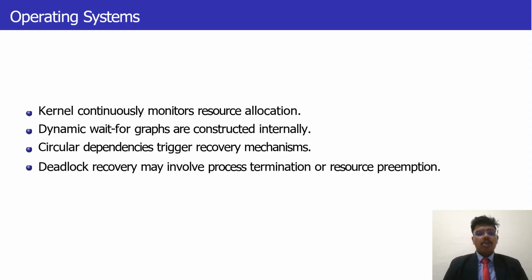Operating systems. Modern operating systems such as Linux and Windows continuously monitor resource dependencies. The kernel internally constructs a dynamic wait-for graph. If circular dependencies are detected, recovery mechanisms are applied. This may include terminating a process or preempting resources. This ensures the system remains stable and responsive.